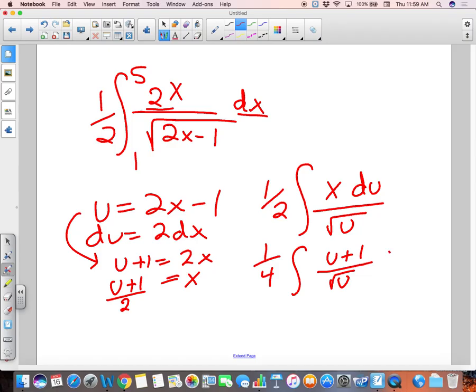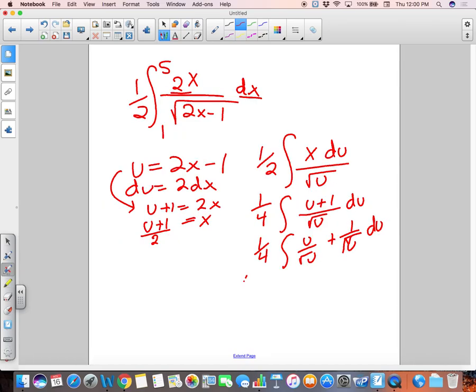All right, how would I do this? Yeah, split it out, right? You can't do this any other way except to split them both up. So it's going to be u over root u plus 1 over root u, right? 1/4 the integral of u to the 1/2 plus u to the negative 1/2.